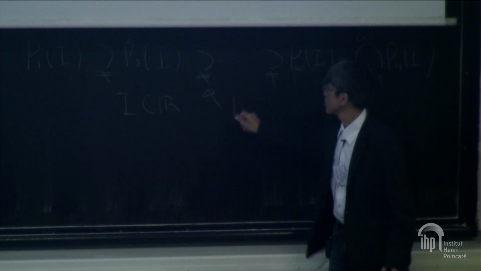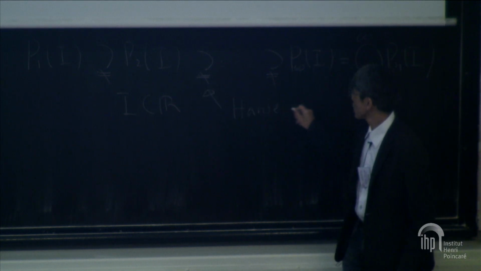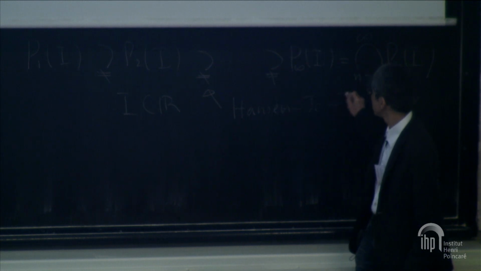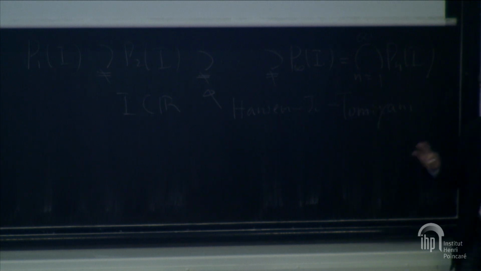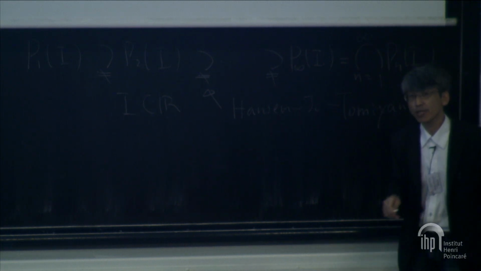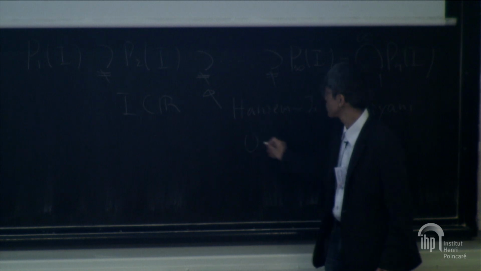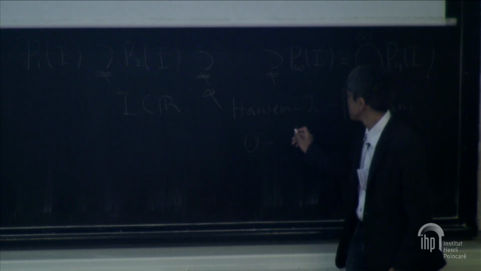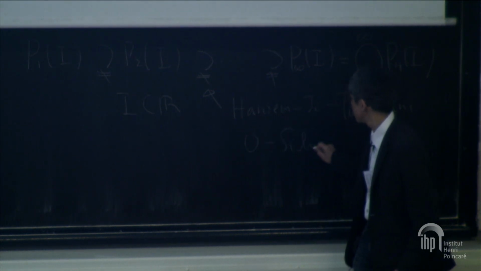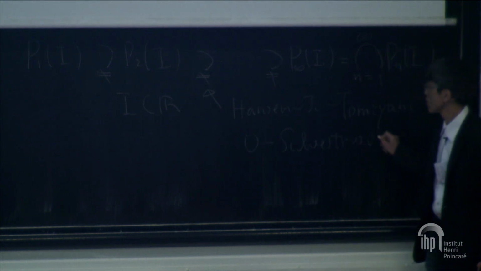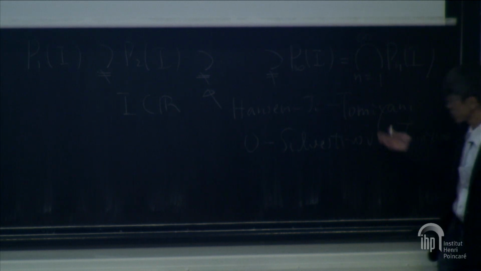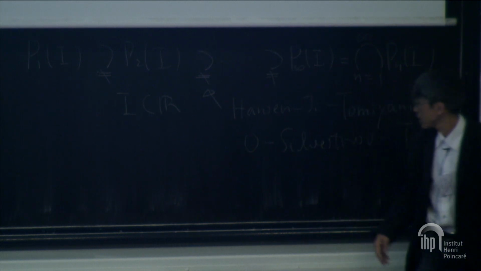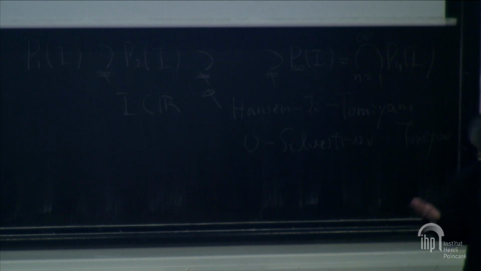For example, Hansen and Tomiyama presented some algorithms related to operator convexity, and also Silvestrov, Tomiyama and myself gave an algorithm to construct n-monotonicity.